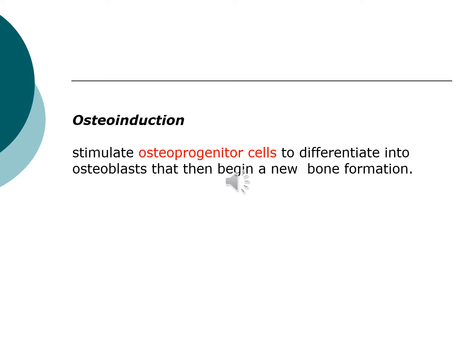The second biological property is osteoinduction. Here, unlike the bone grafts with osteogenesis, where vital osteoblasts are present, these bone grafts will have growth factors, BMPs. So when these bone grafts are placed, these growth factors will stimulate the progenitor cells to differentiate into osteoblasts, and then they will form the bone.